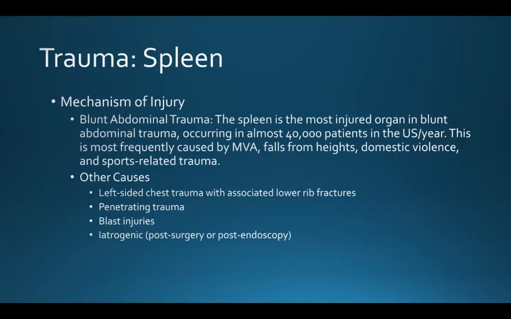The most common mechanism of injury for splenic trauma is blunt abdominal injury. The spleen is actually the most injured organ in blunt abdominal trauma, and it occurs in almost 40,000 patients in the United States per year. It's most frequently caused by motor vehicle accidents, falls from heights, domestic violence, and sports-related trauma.